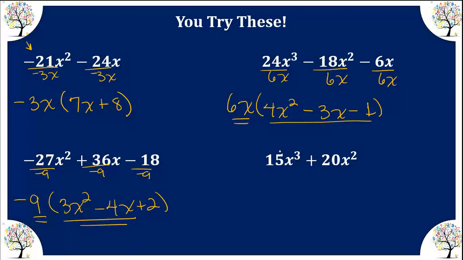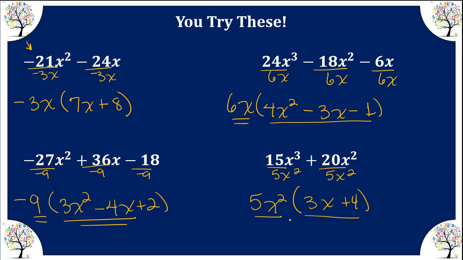Our last problem, we have a cubic binomial. I notice that 5x squared is our GCF. That is one of our factors. The other factor is going to be 3x plus 4. So the two factors of this polynomial are 5x squared and 3x plus 4.